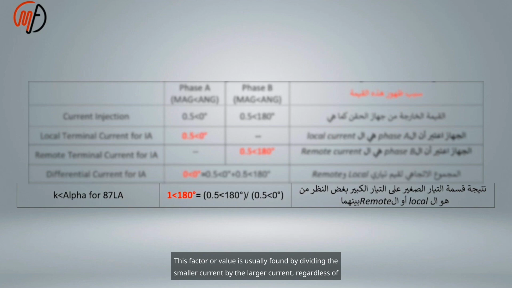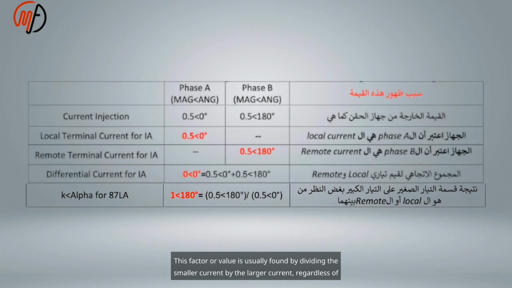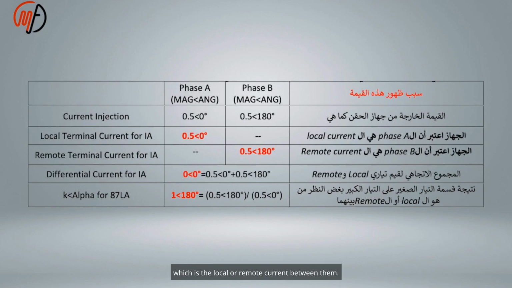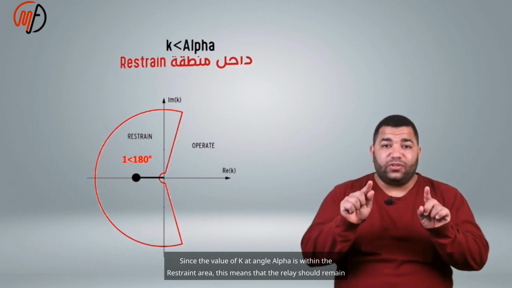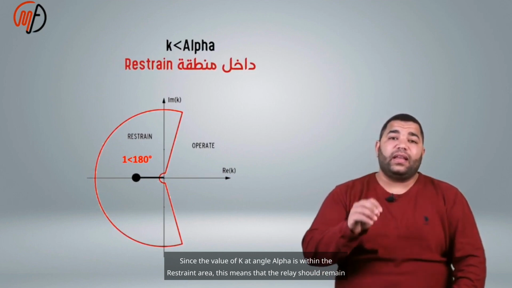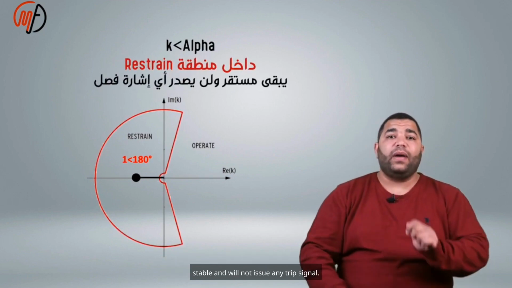This factor or value is usually found by dividing the smaller current by the larger current, regardless of which is the local or remote current between them. Since the value of K at angle alpha is within the restraint area, this means that the relay should remain stable and will not issue any trip signal.